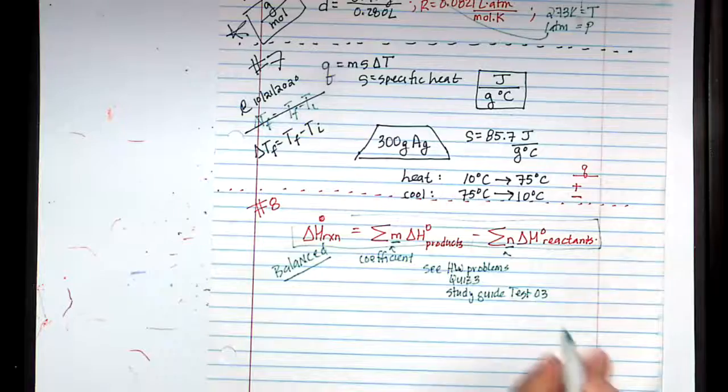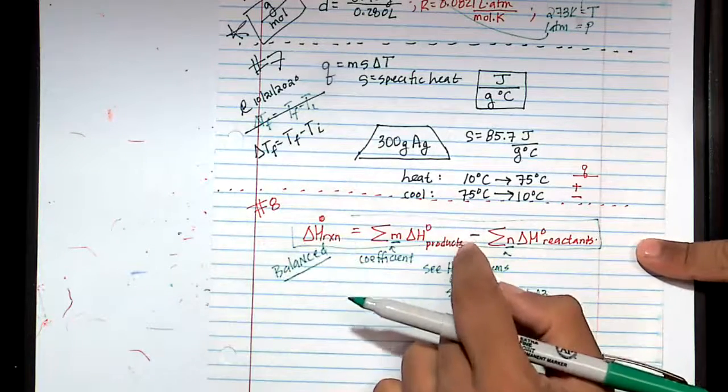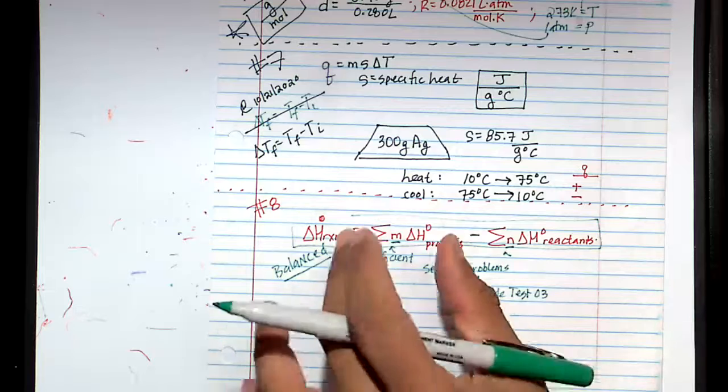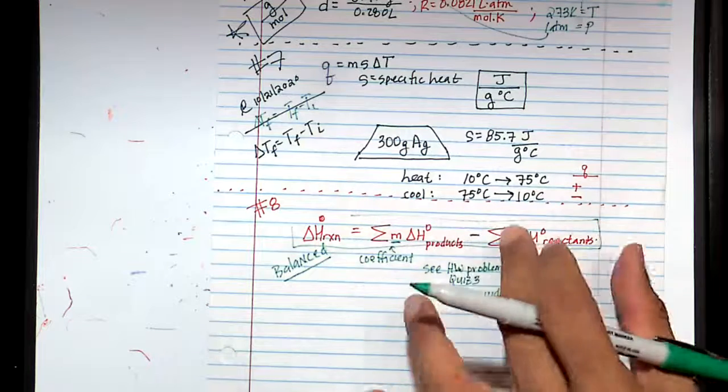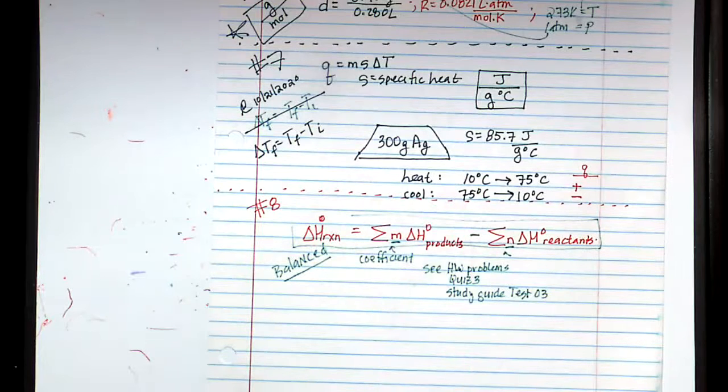Okay, a lot of math errors people get. You have to distribute the minus sign, and you've got to do all of that stuff. So sum of the products minus sum of the reactants, these individual values will be given in a table. Need to balance the equation first.